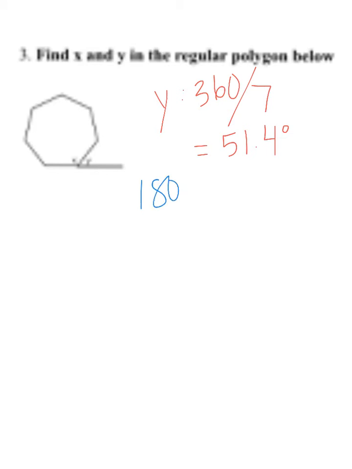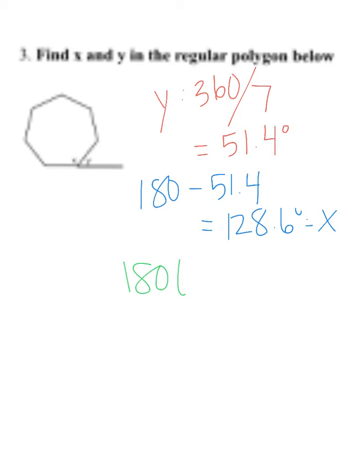The easiest way to find angle x would be to note that they make a linear pair. So we're going to take 180 and subtract off 51.4, and that would give me 128.6 degrees, and that would be angle x. But there is another way to do x that I want to bring up. Angle x is an interior angle, so we can use that formula 180 times n minus 2, or 7 minus 2, and divide our answer by 7, since each one of those interior angles is going to be equal. If we do it that way, we also get 128.6 for x. So either way you want to do it works just fine.